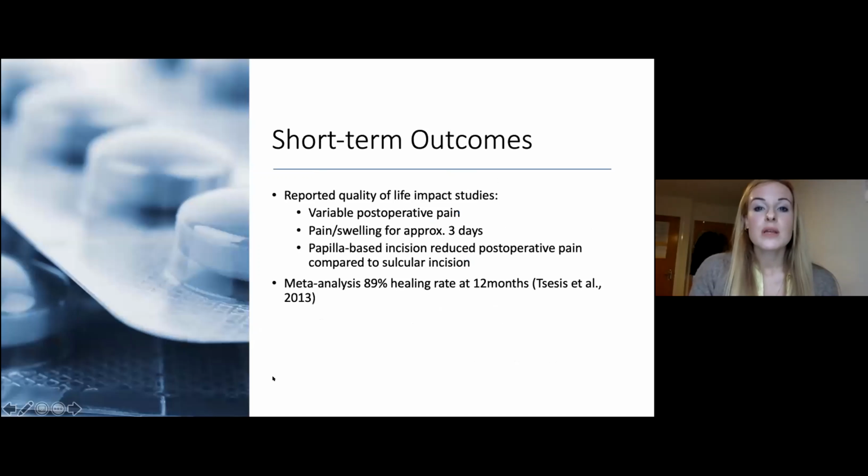Short-term outcomes, generally the literature reported good quality of life following surgery, patient by patient, with approximately 3 days of pain and swelling following the procedure, with a papilla-based incision reducing post-operative pain. And this was following the meta-analysis, with an 89% healing rate at 12 months reported by Tsesis et al.